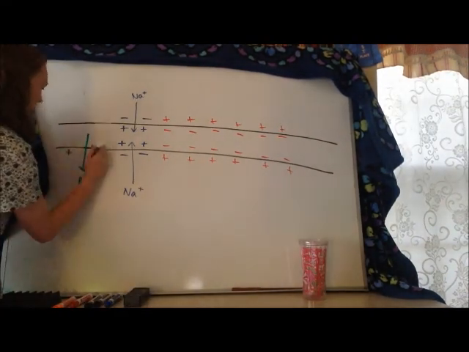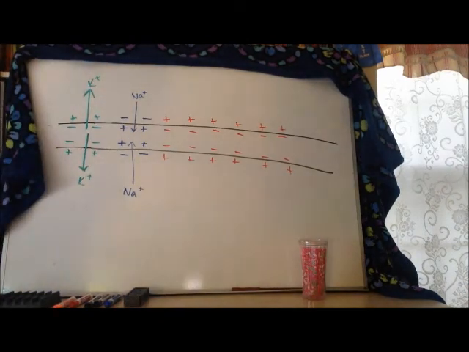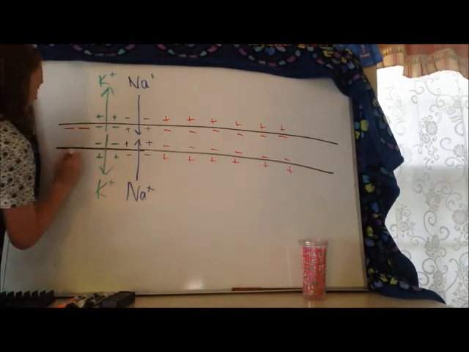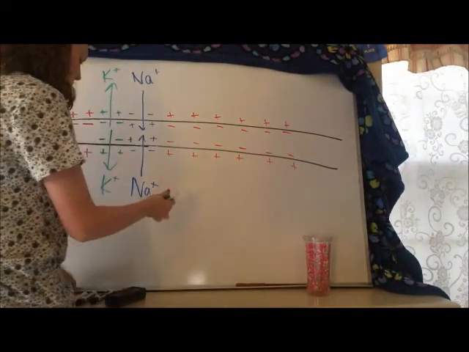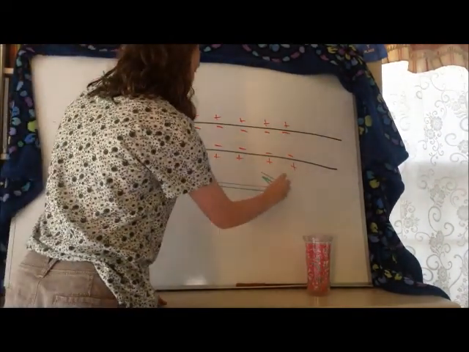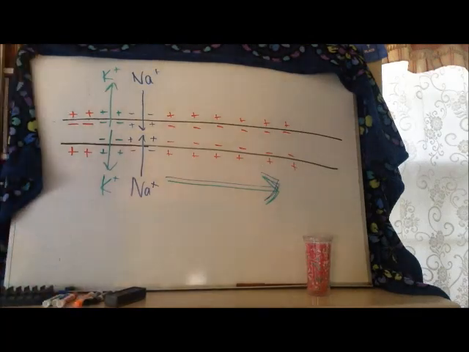This continues in a wave down the axon as potassium channels also open, allowing positively charged potassium ions out of the axon. This continues in a wave all the way down the axon to release a neurotransmitter.